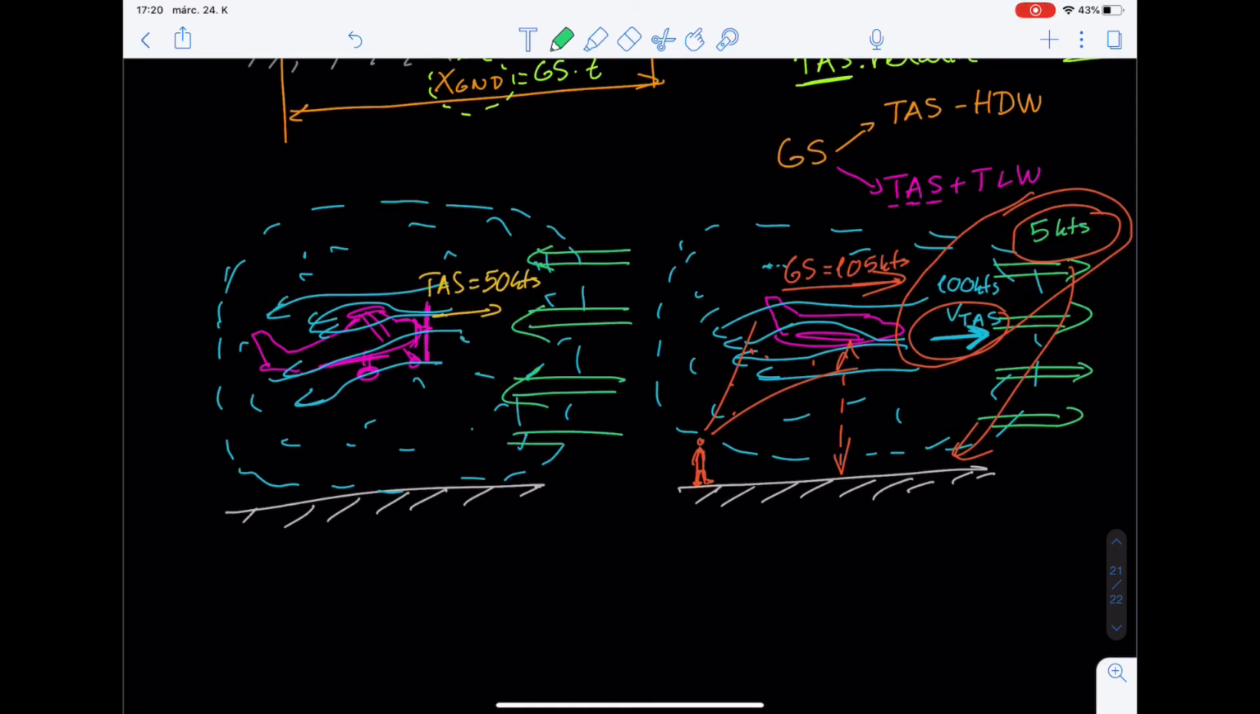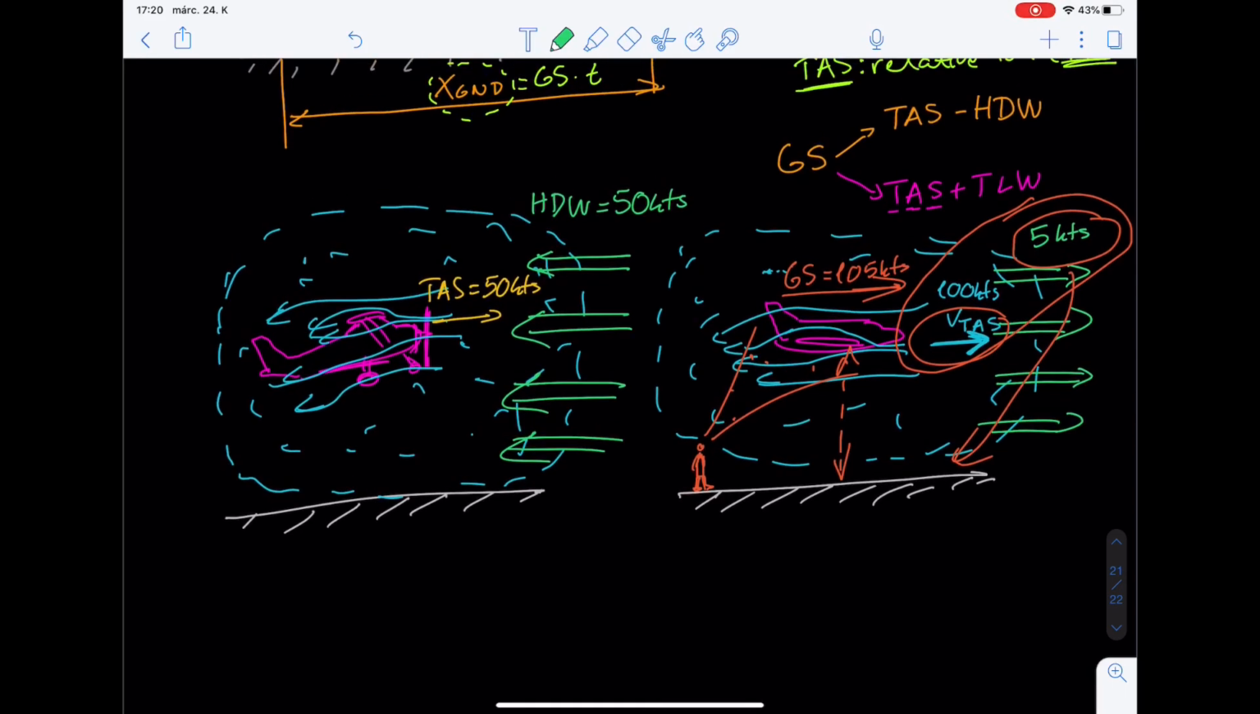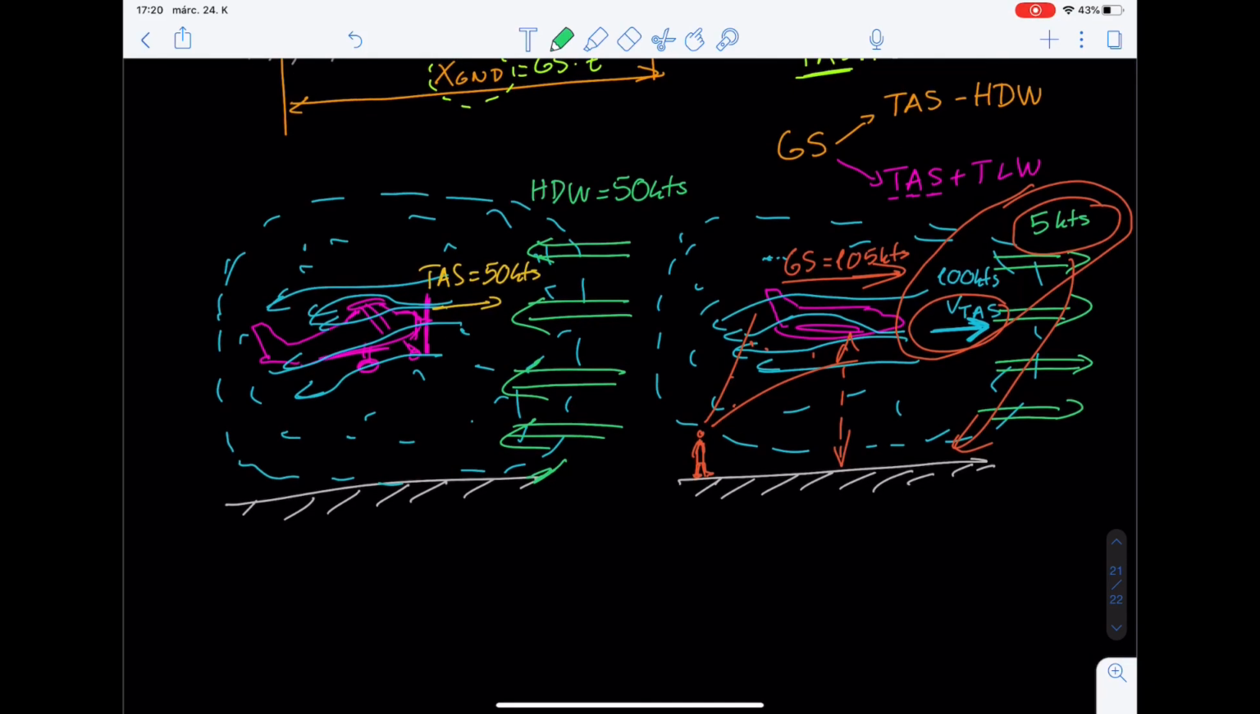So the wind is blowing from the direction in which the aircraft is flying, right? So it's blowing from the direction in which the aircraft is headed, and the headwind component is going to be 50 knots. And this is interesting. Okay, so the aircraft is flying relative to the air mass with 50 knots, and the air mass is moving relative to the ground with 50 knots backward.